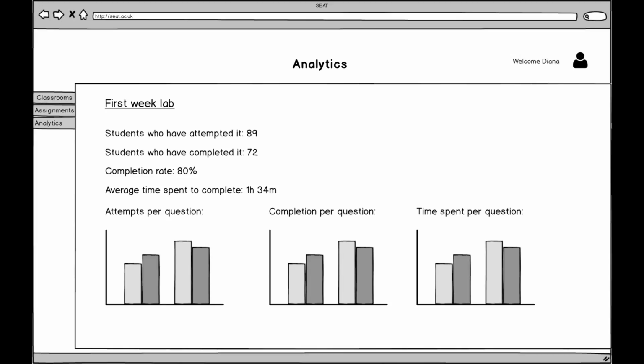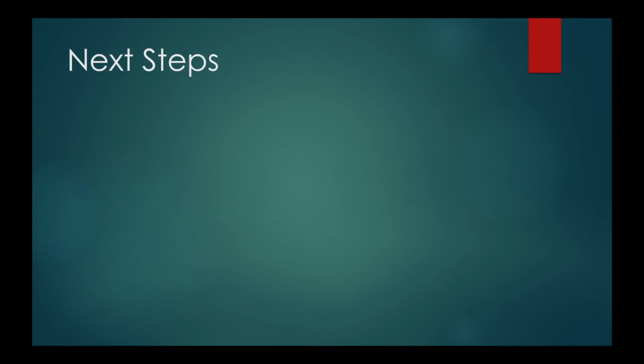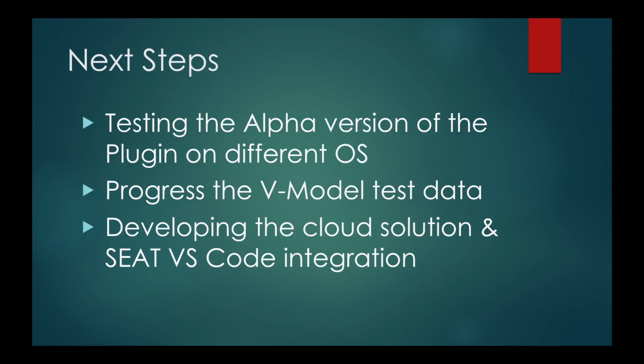Then professors can see statistics on the assignment in the Analytics tab. This includes the completion rate or insights on each of the questions. What are the next steps? We need to do more testing of the alpha version, especially on different operating systems. Also, we need to progress the V model to test data and develop the cloud solution together with the Seed VS Code integration.